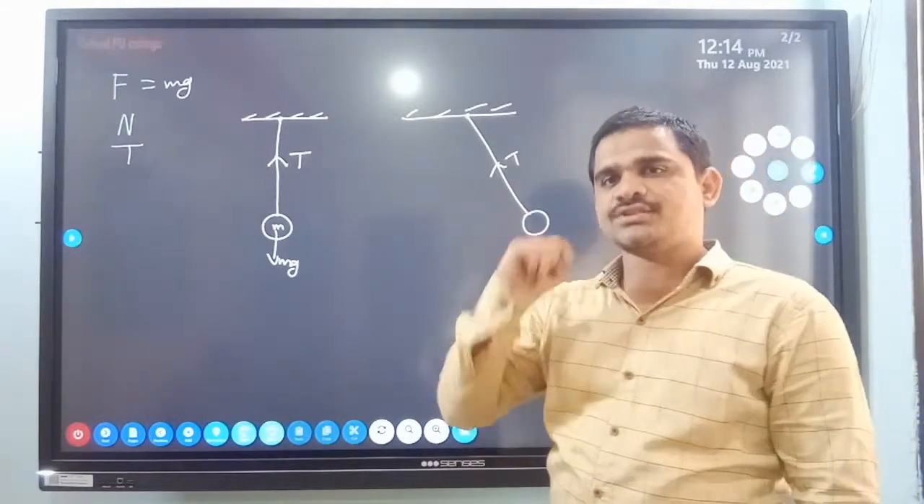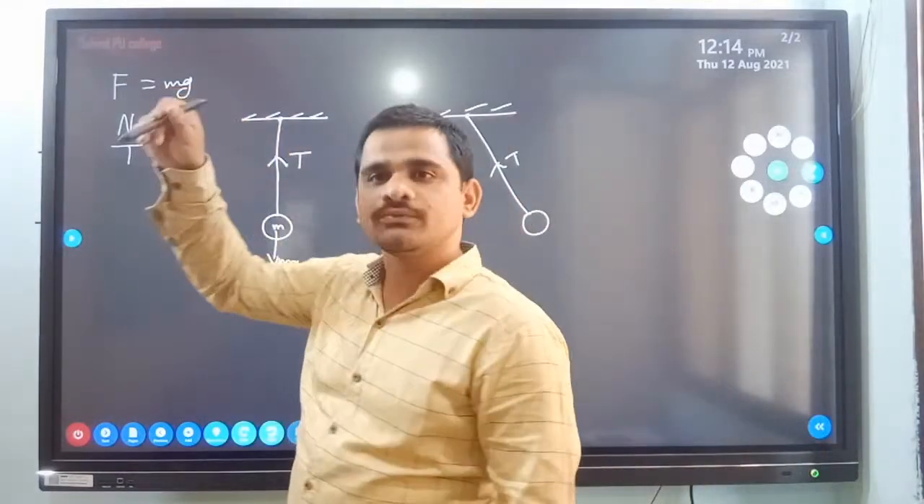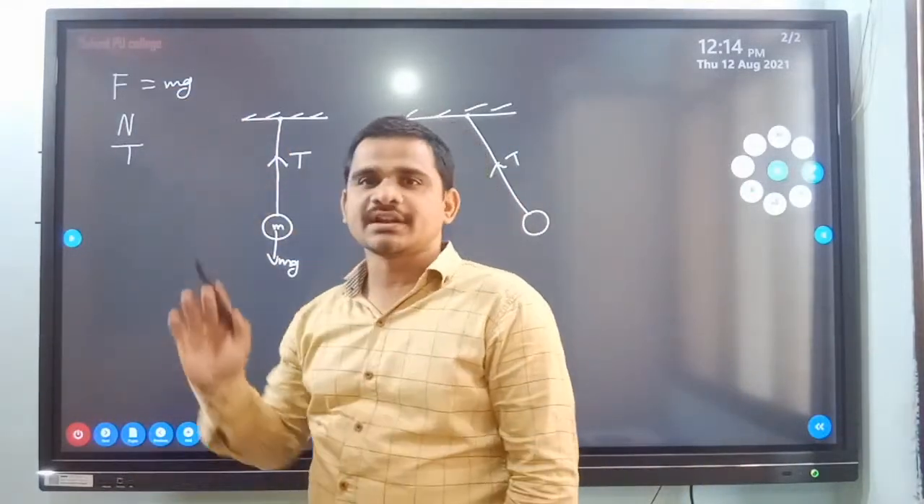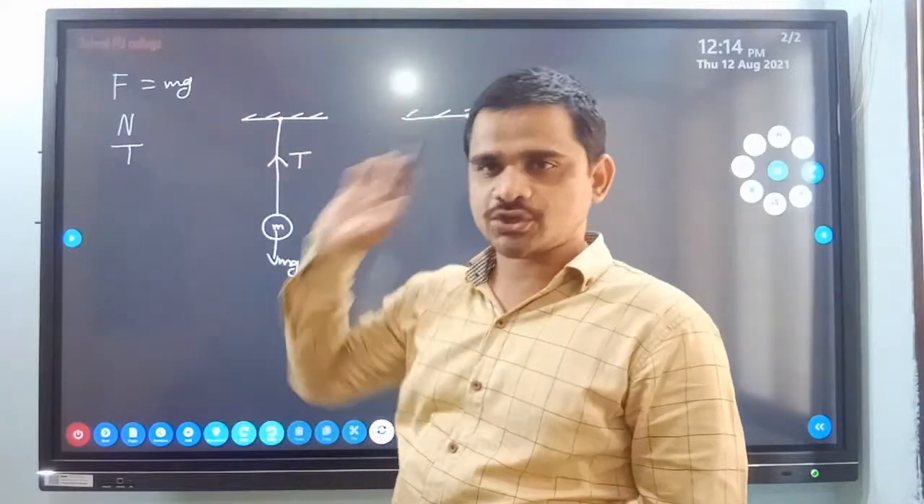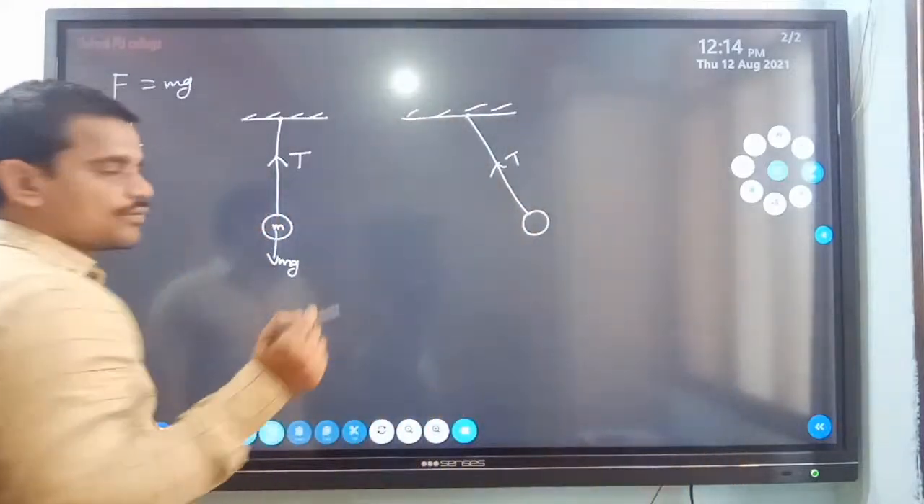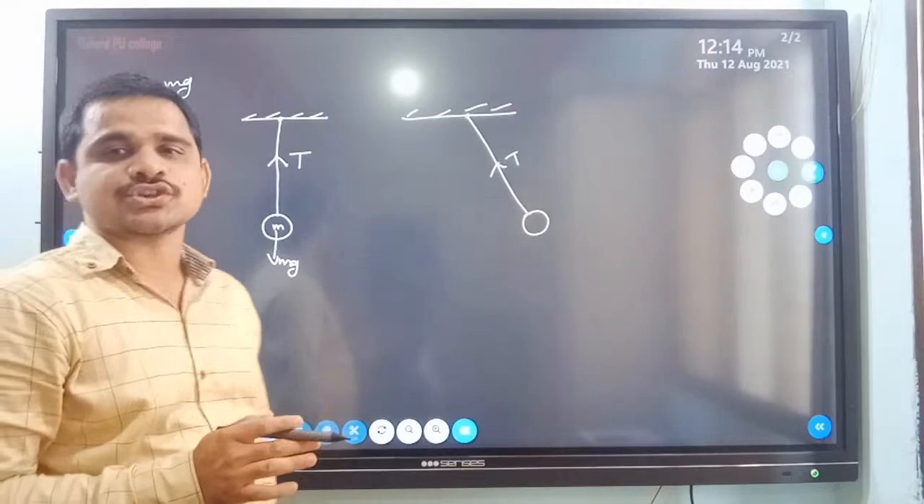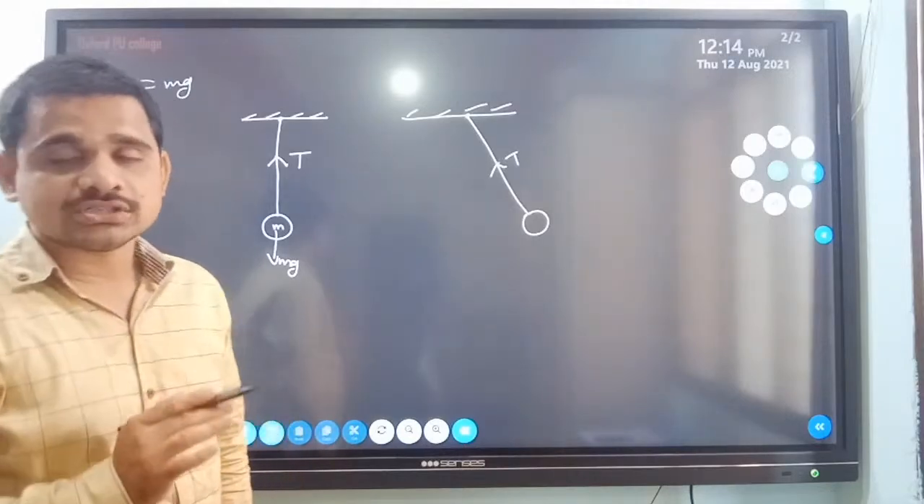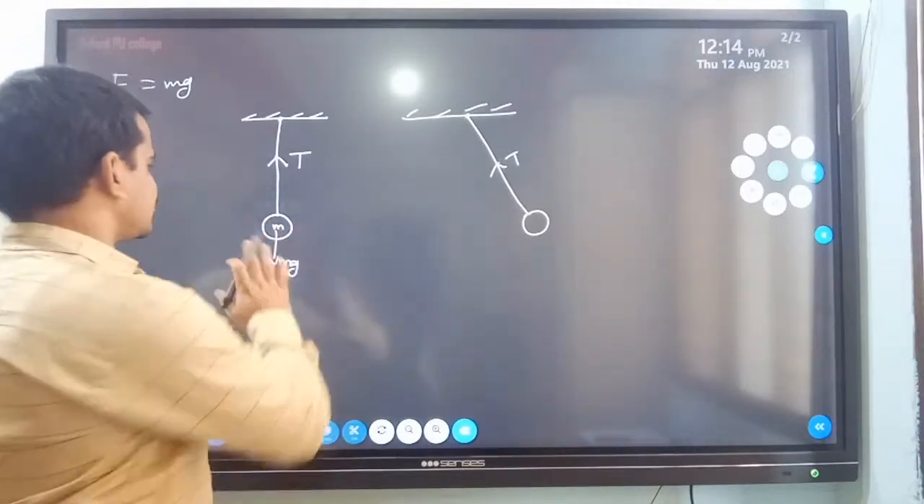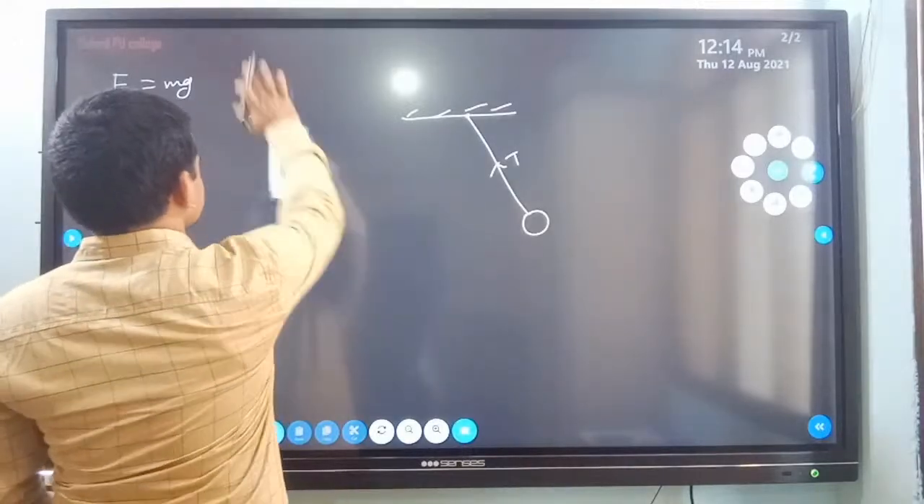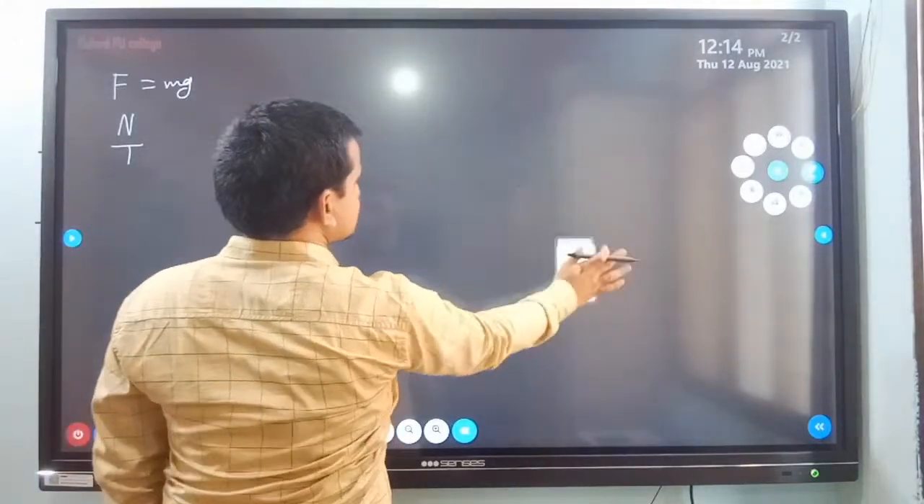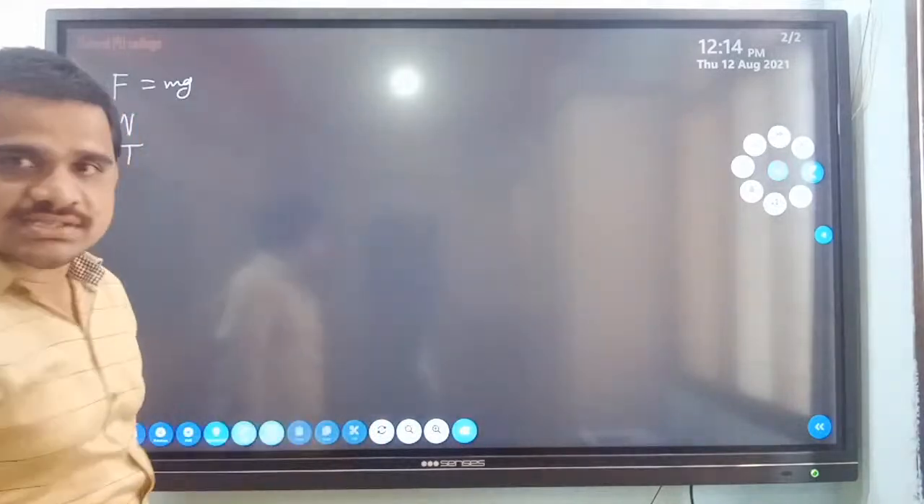Here we have discussed three forces. One is mg, always acting downward, and another is the normal reaction, which acts perpendicular to surfaces which are in contact. Whereas T is the tension force, which is present in the string. It acts towards the point of suspension. These are the basic forces that may be useful for us here.